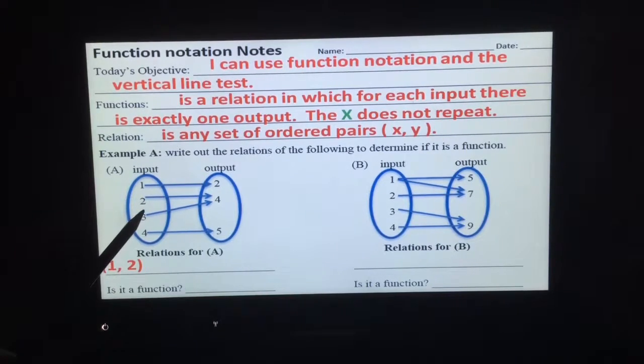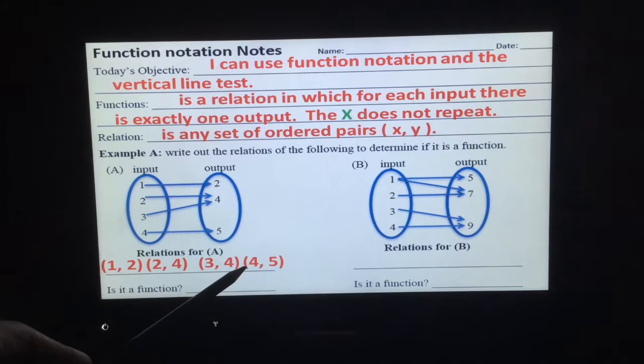The next relation you can see is 2, and then it's pointing at the 4, so the point is (2, 4). The next one is (3, 4). And then finally the last one is (4, 5). Now I have 4 relations here, and I knew I was going to have that ahead of time because of the fact that I have 4 lines over here.